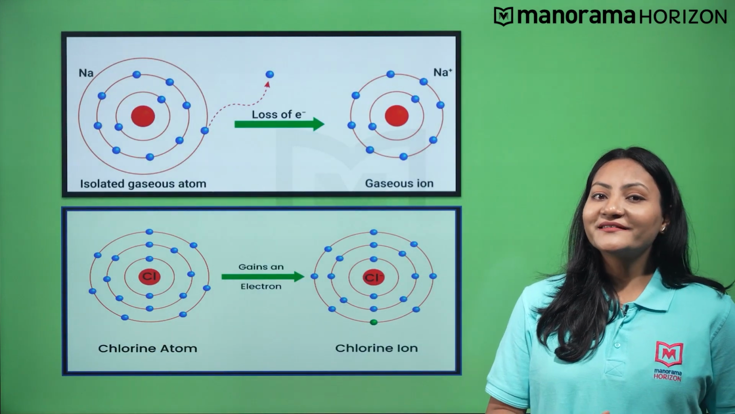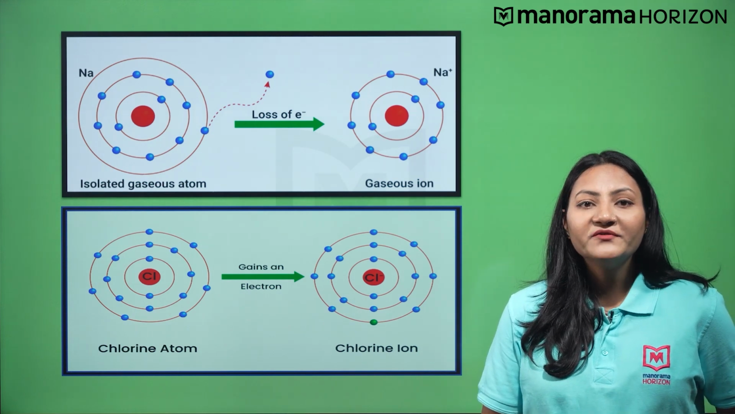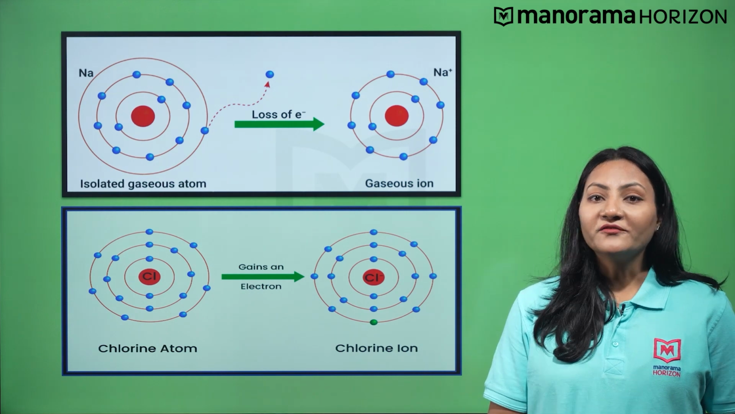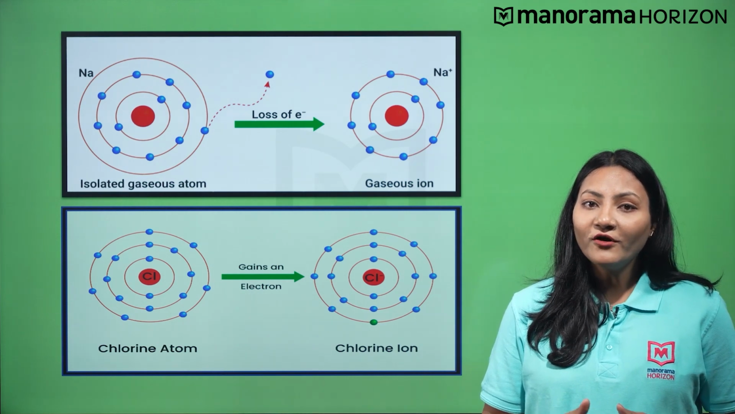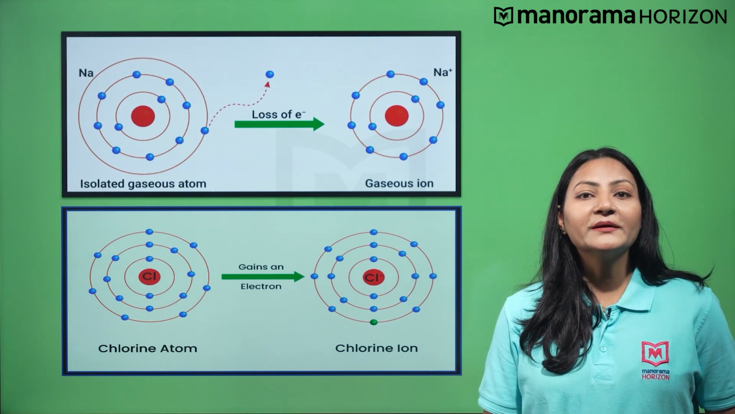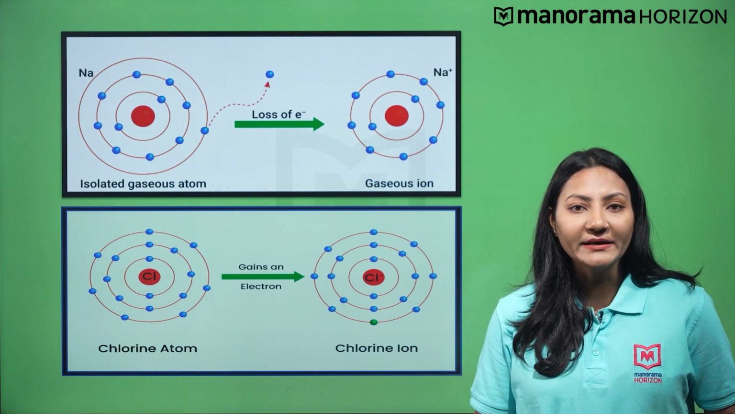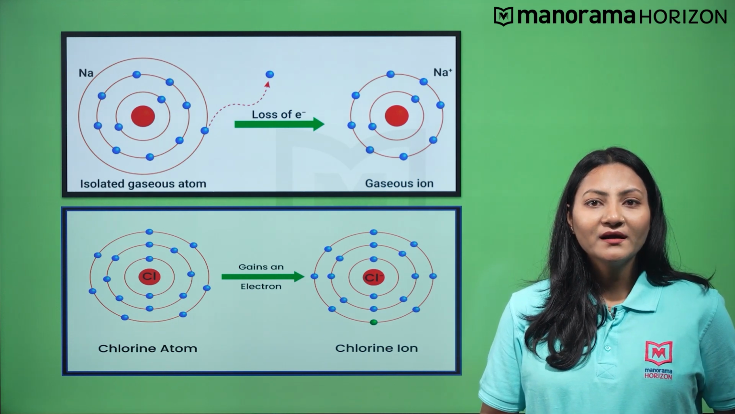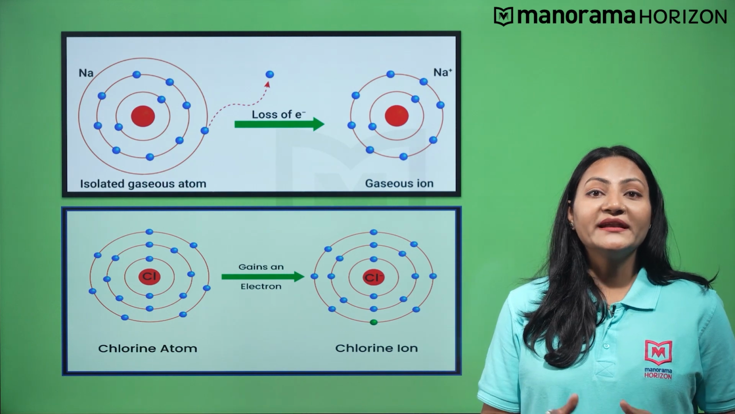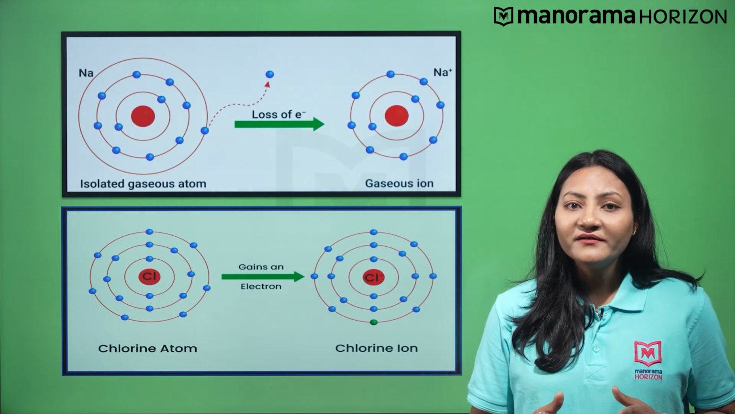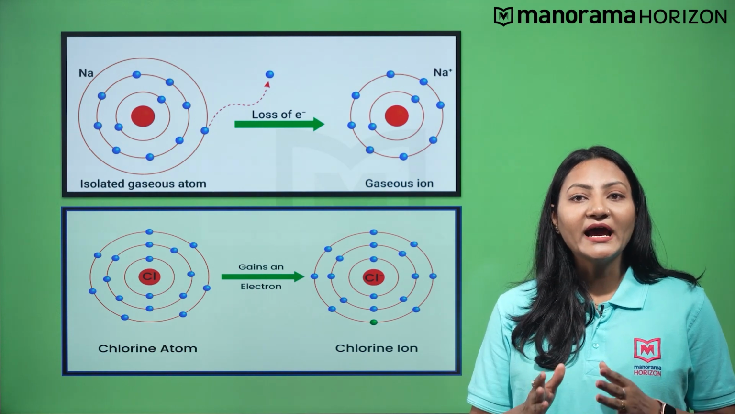So, we were discussing the factors which affect the formation of an ionic bond. The first one was the ease of formation of cation and anion, which we discussed on the basis of ionization enthalpy and electron gain enthalpy respectively. Now, let us move on to the next factor, that is, the arrangement of positive and negative ions in the ionic solid.